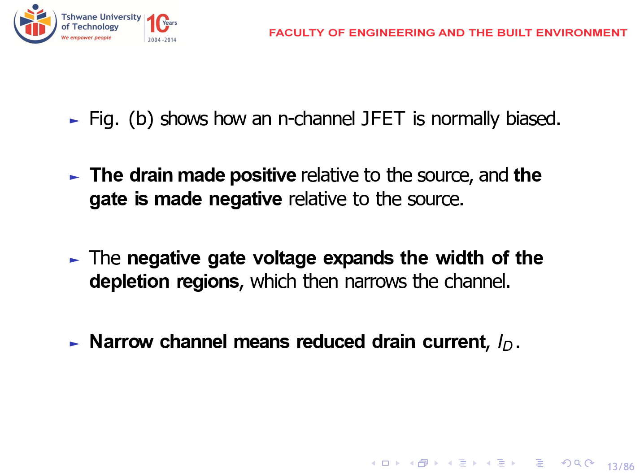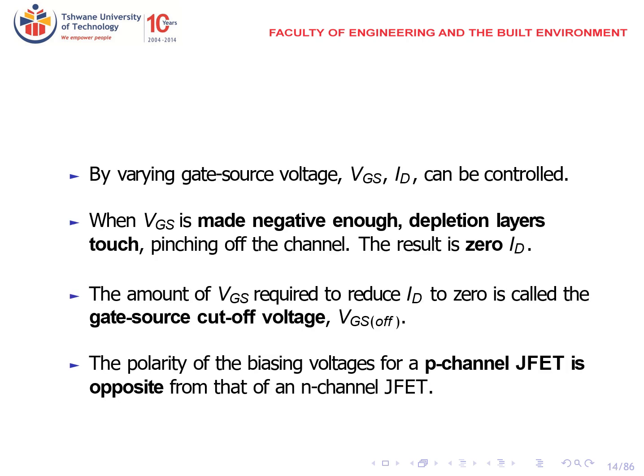The negative gate voltage expands the width of the depletion regions, which then narrows the channel. The narrow channel means reduced drain current ID. So we have a smaller current ID. By varying the gate source voltage VGS, ID can be controlled.